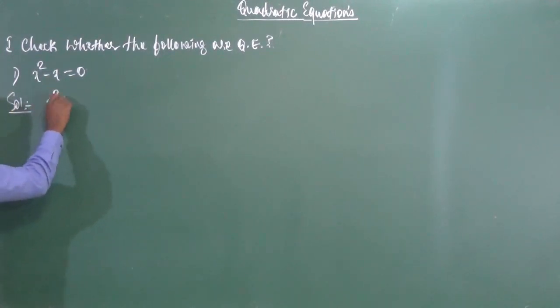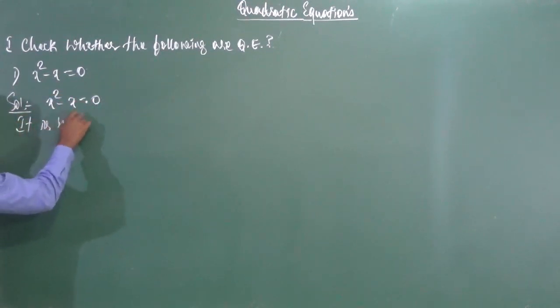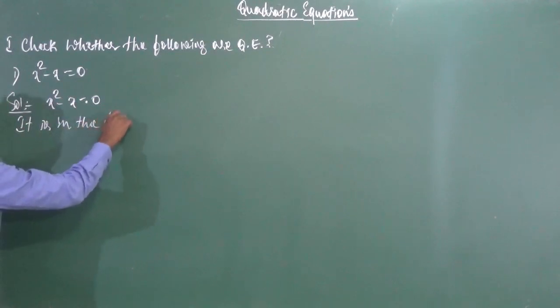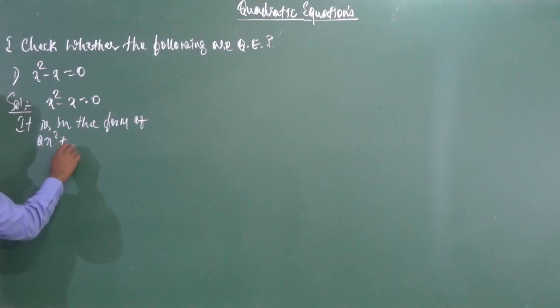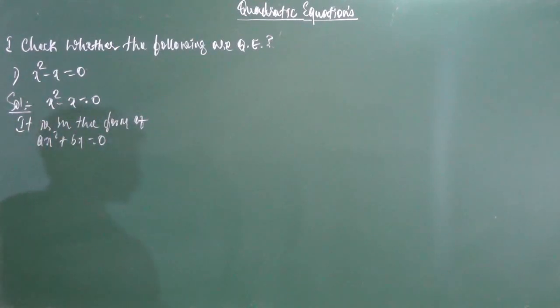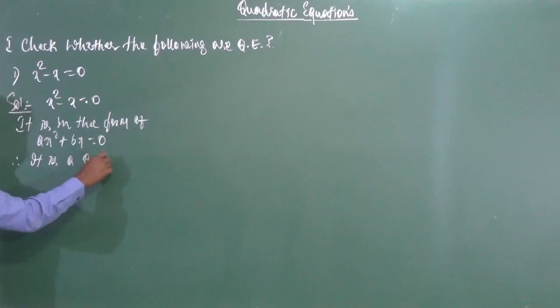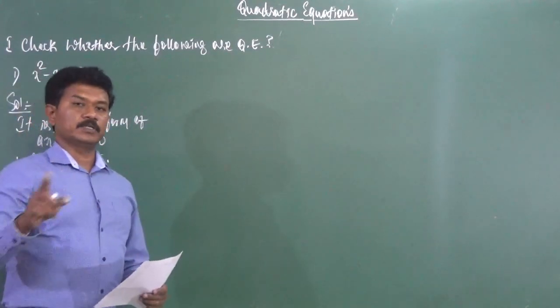So x square minus x is equal to 0. So it is in the form of ax square plus bx is equal to 0. Therefore it is a quadratic equation. So these types of questions you are going to get in your 1 mark question or maybe in fill in the blanks.